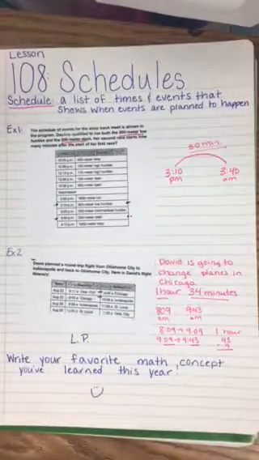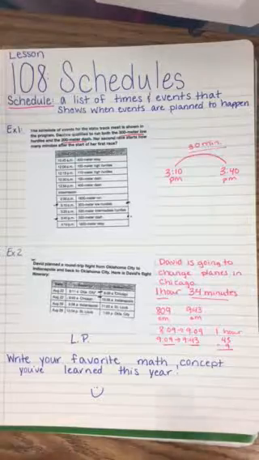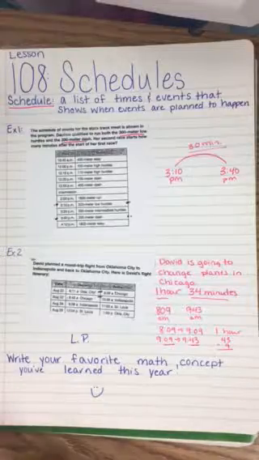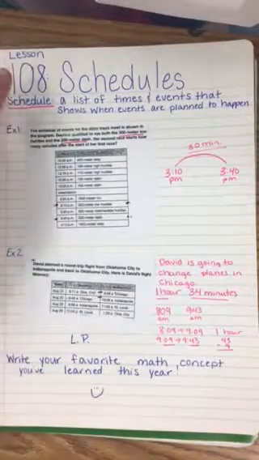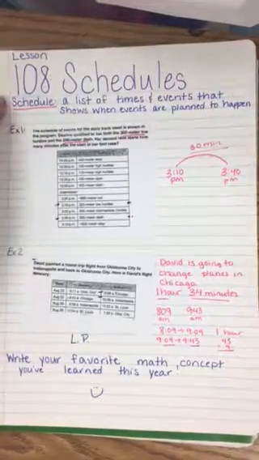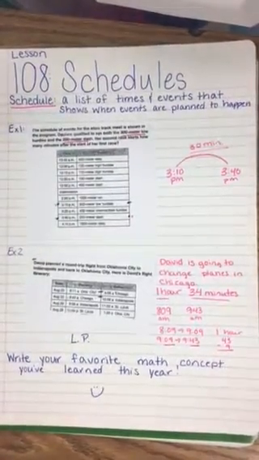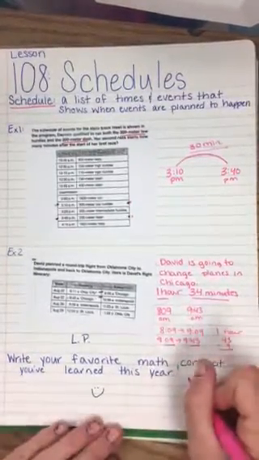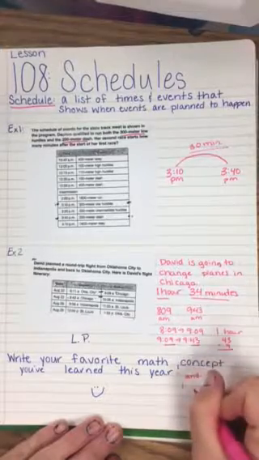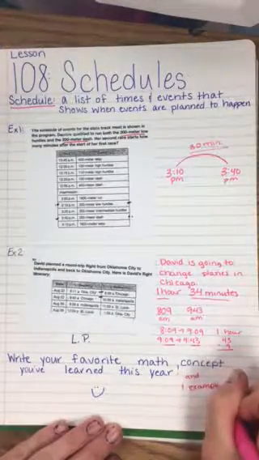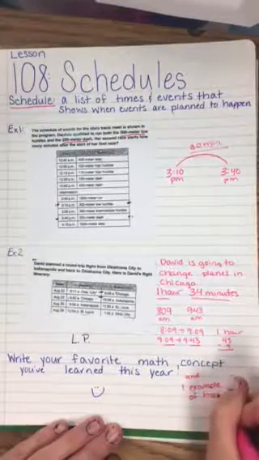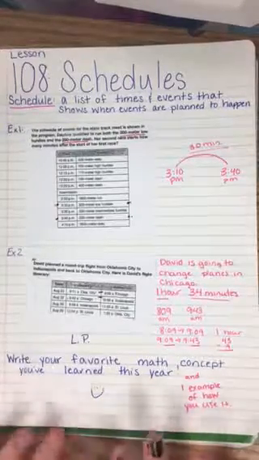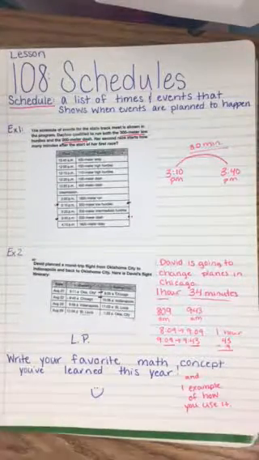For lesson practice today, you are going to write your favorite math concept that you've learned this year. To figure out the math concepts that we've learned this year, you can flip all the way back through your very organized math notebook, okay? You should have 108 math lessons written now that you've written this one. So please write down your favorite math concept that you've learned this year and one example of how you use it. Okay? So just write down your favorite math concept and then give us a problem from that math concept.